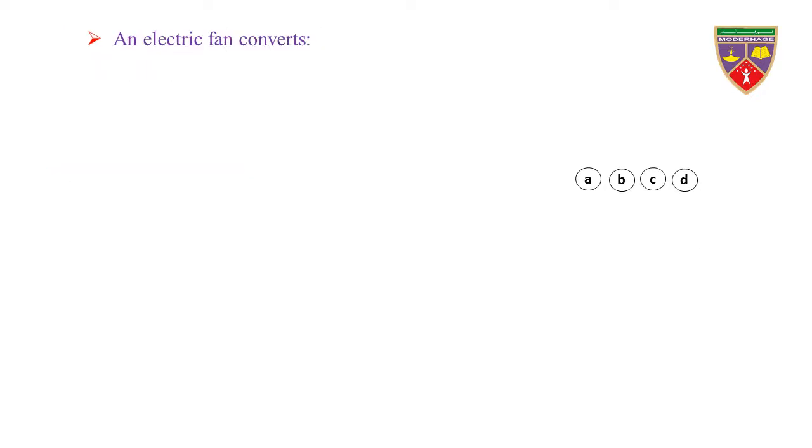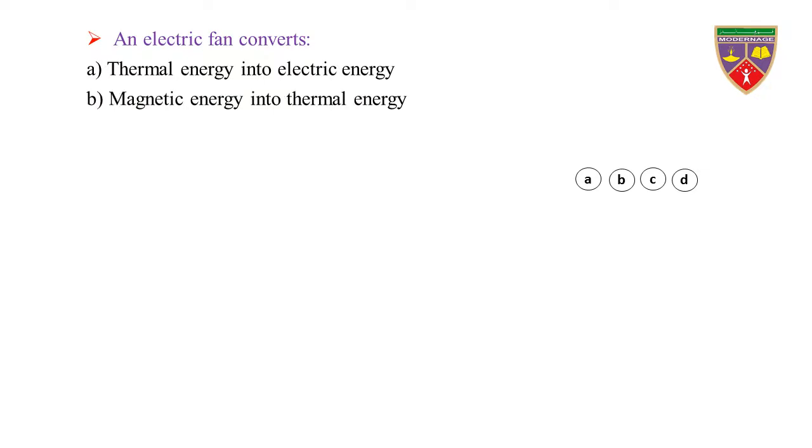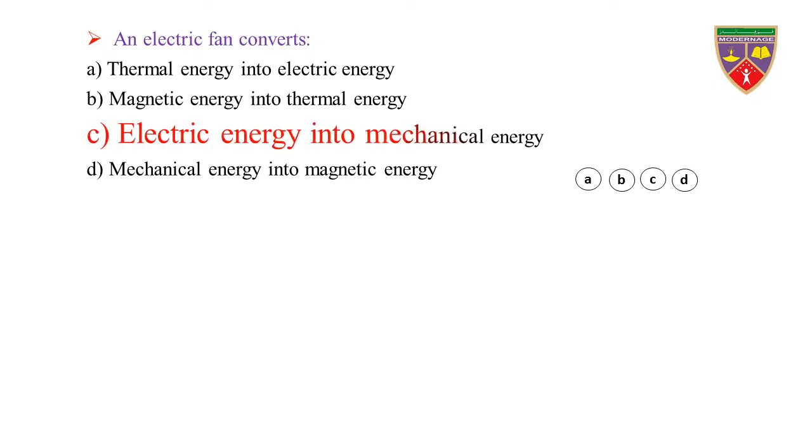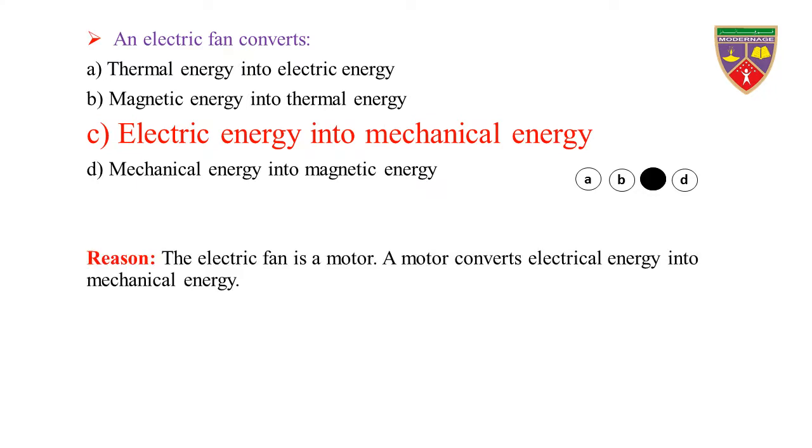An electric fan converts: option A, thermal energy into electrical energy; option B, magnetic energy into thermal energy; option C, electric energy into mechanical energy; option D, mechanical energy into magnetic energy. The key is electric energy into mechanical energy. Therefore, the correct option is C. Reason: the electric fan is a motor. A motor converts electrical energy into mechanical energy. Hence, a fan converts electric energy into mechanical energy.